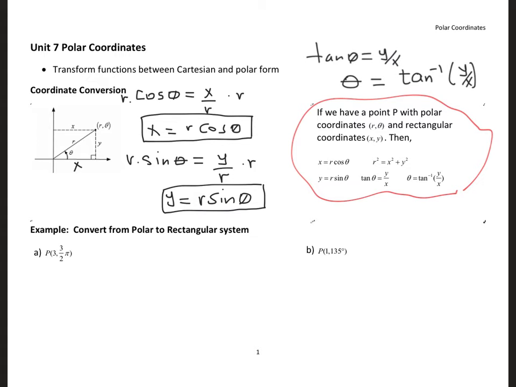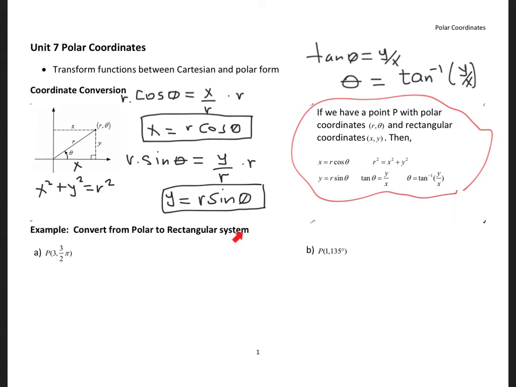So the radius, remember, I can use Pythagorean theorem. So x squared plus y squared is equal to r squared. So that means if I want to get r, I can use that formula. So here, let's do some examples.